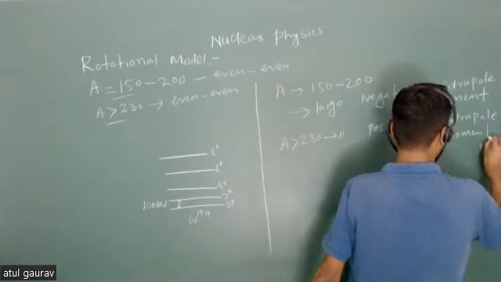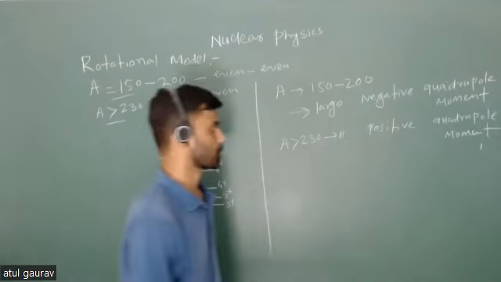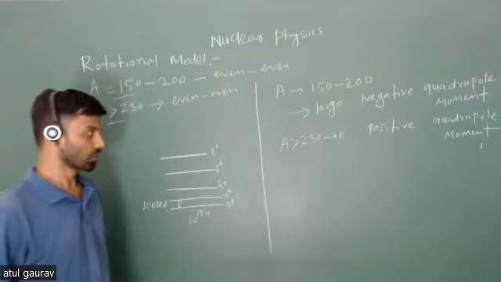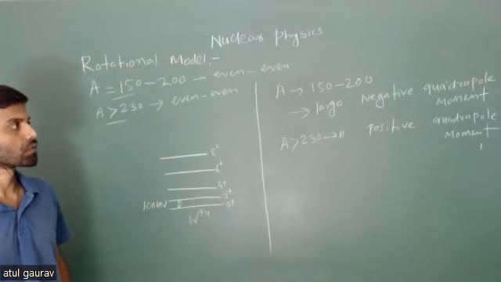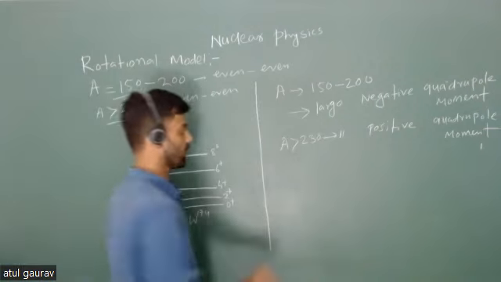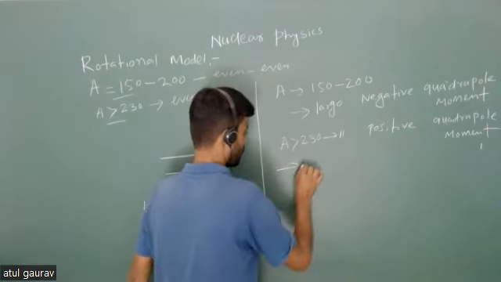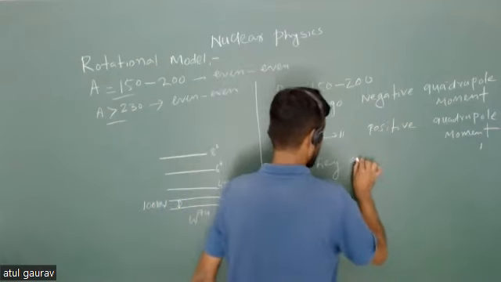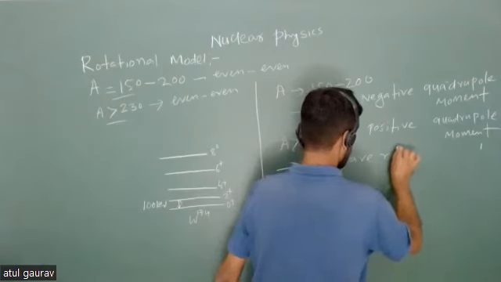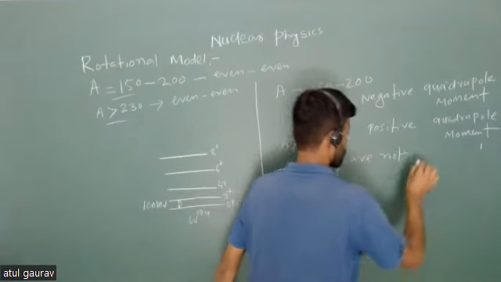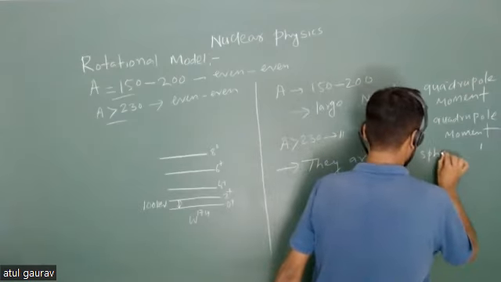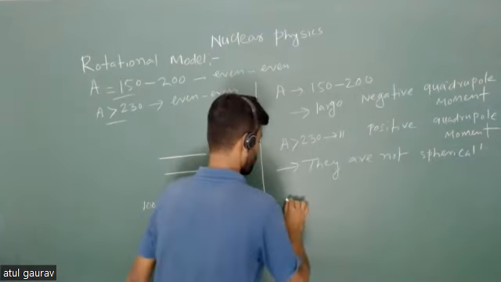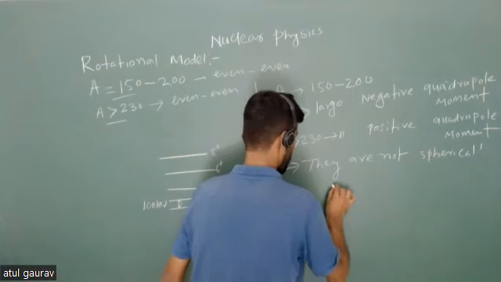So what does it mean? Exactly, the meaning is that they are not spherical. They are not spherical, so their structure is deformed.